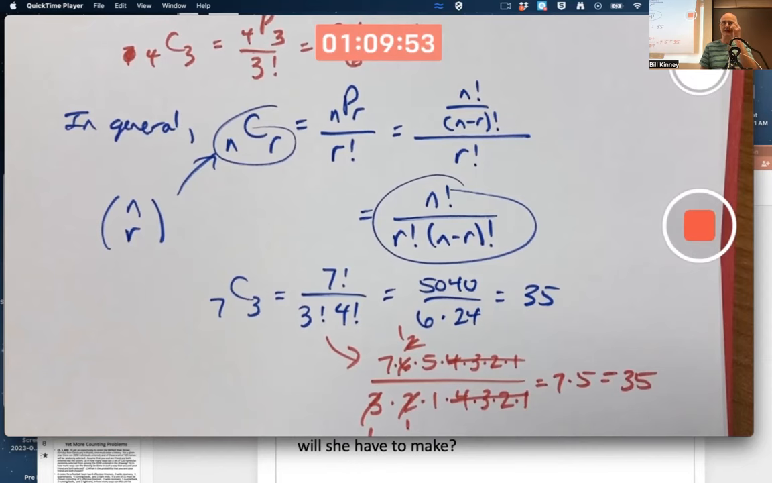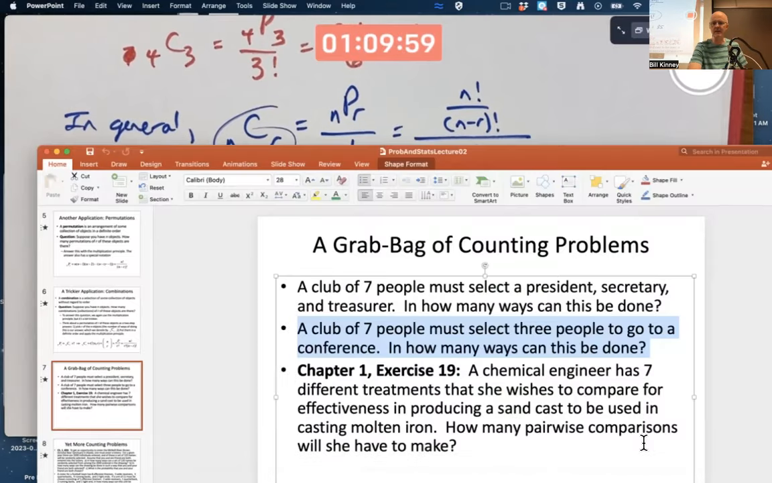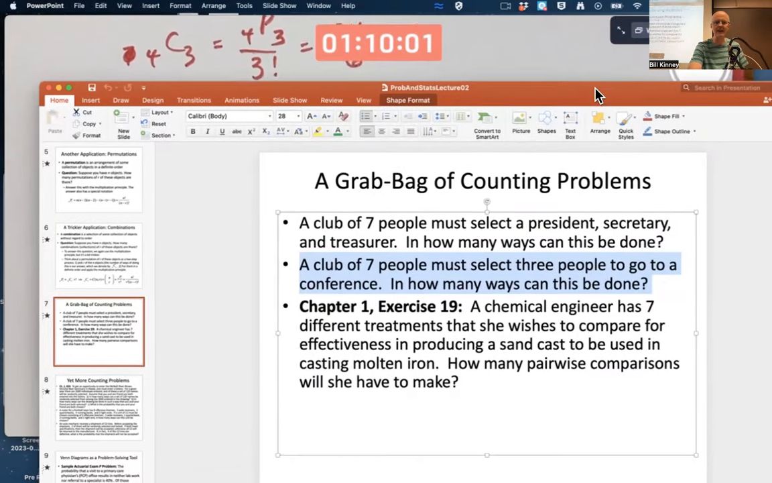Can I clarify anything here? How is this related to probability? Let's skip that exercise.